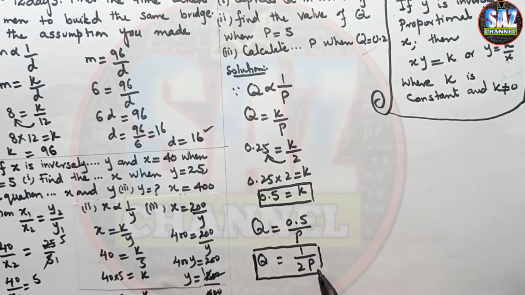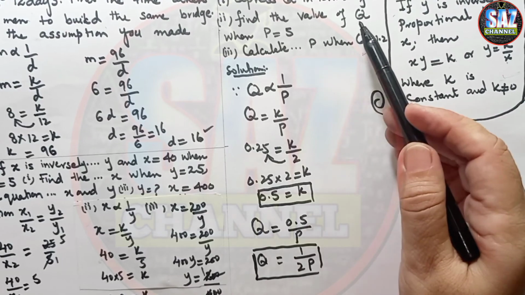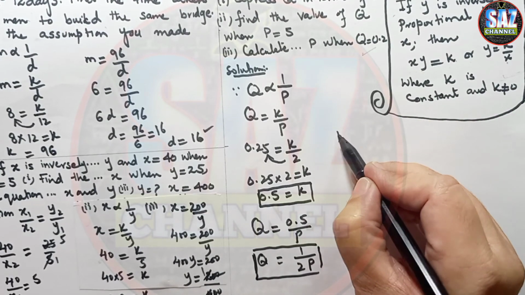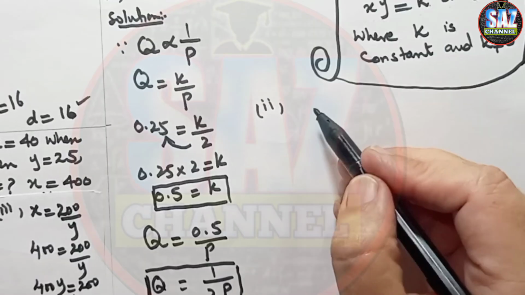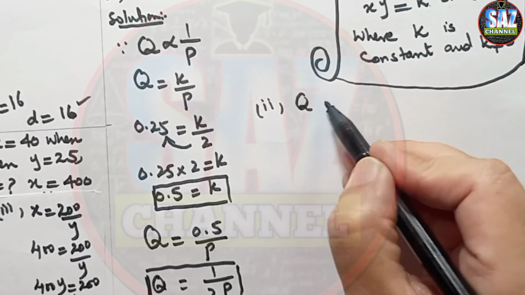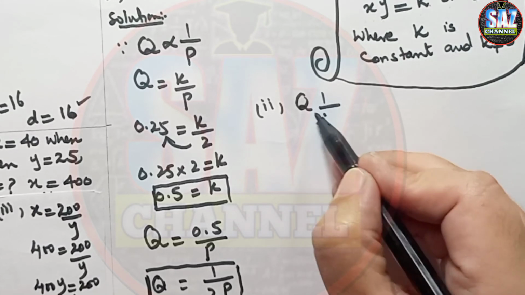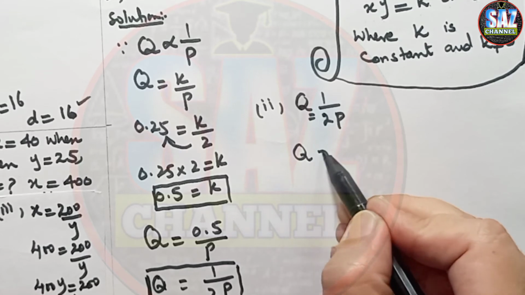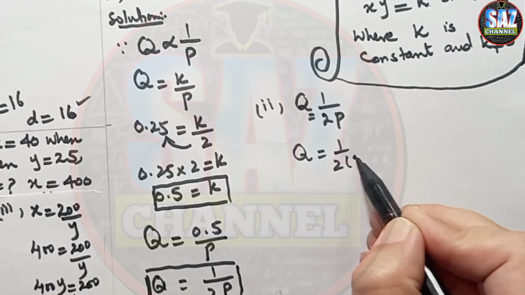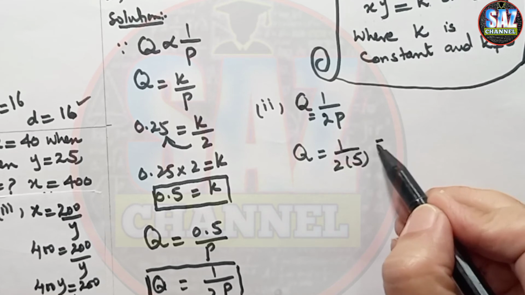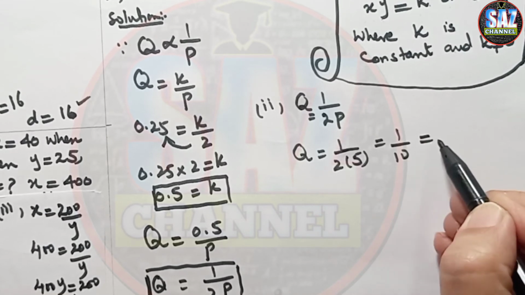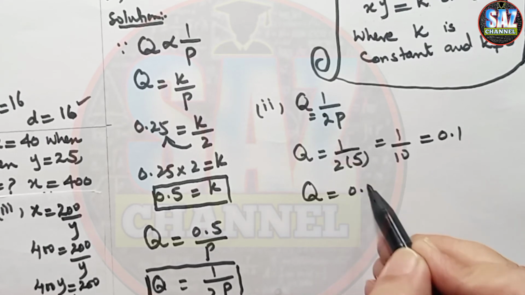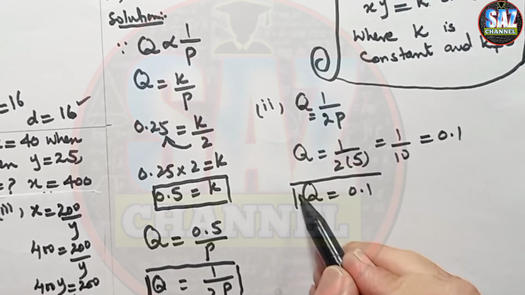Let's move to the second part, the value of q when p is 5. Again take the relationship q equals 1 by 2p, so q equals 1 by 2 into 5, that is 1 over 10, or 1 over 10 is 0.1. So this will be the value of q, 0.1. I hope you are clear about this part.